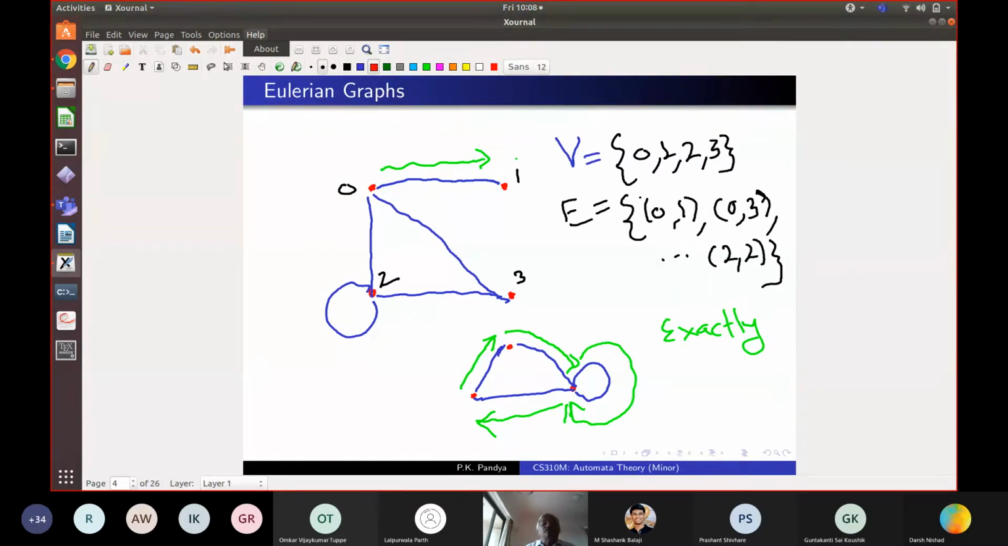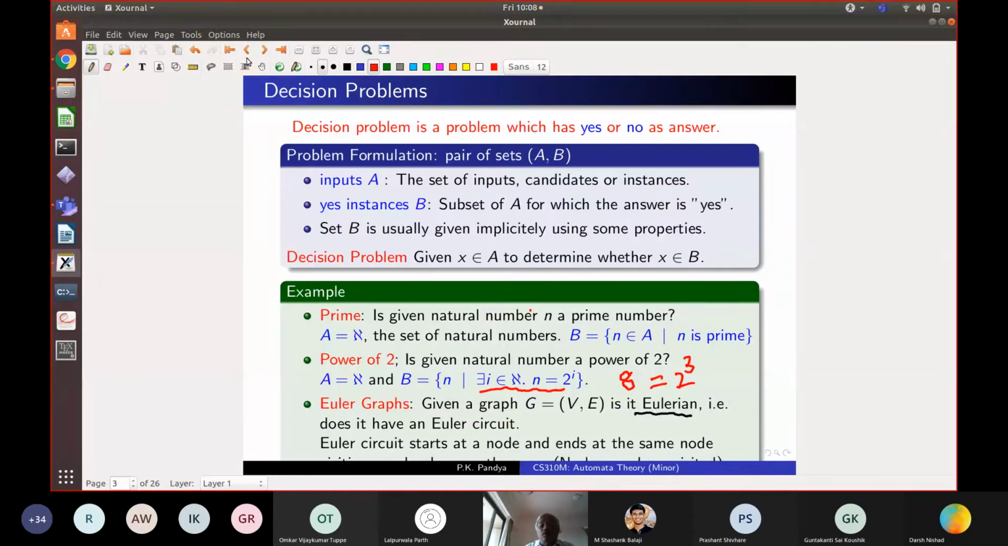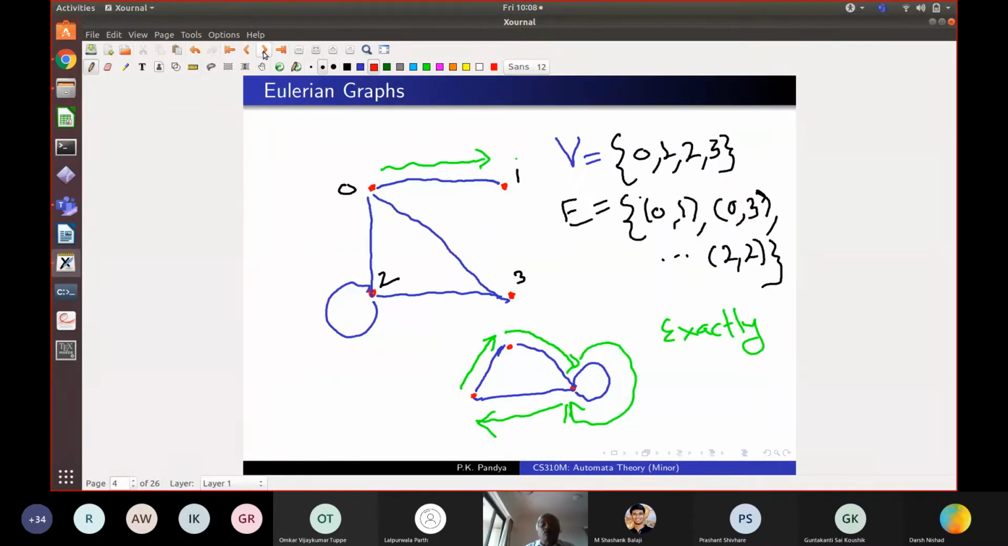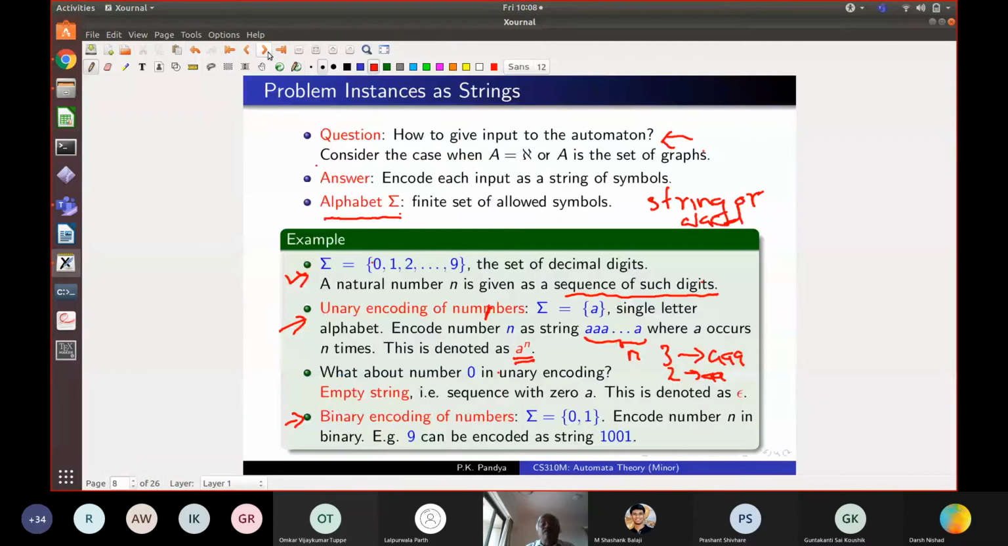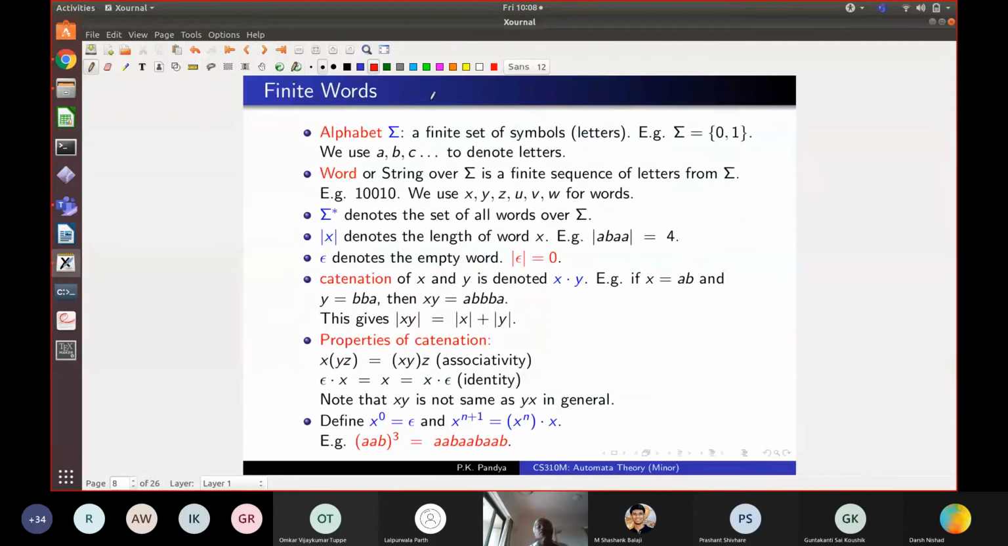Okay. Let's continue. So what we have is this encoding of problems in an alphabet, and each problem will be given as a finite sequence of symbols from this alphabet. Such sequences are also called words or strings, so I will use words and strings interchangeably. In specifying these words, the first thing is you have an alphabet, which is a finite set of symbols.